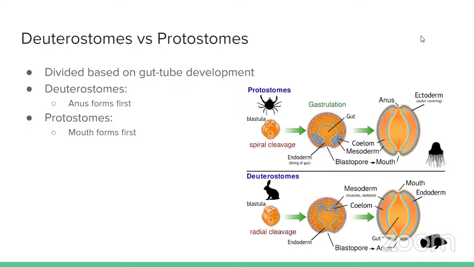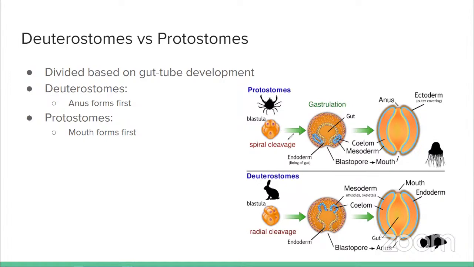Our next breakdown within the bilateria is going to be between the deuterostomes and the protostomes. All this has to do with is whether the anus or the mouth develops first. During development, you have a collection of cells that's growing. At a certain stage, it's called a blastula. And then we start to have a phase called gastrulation, where we have the development of the gut tube that's going to run down the center of the body.